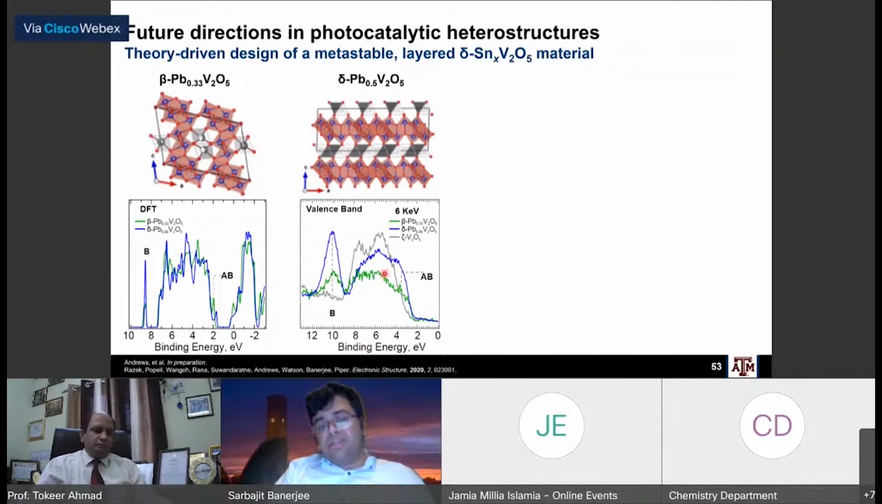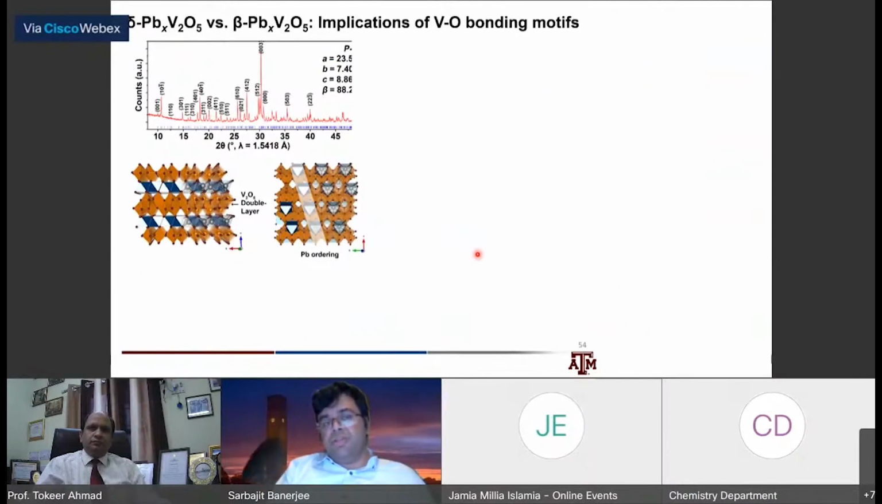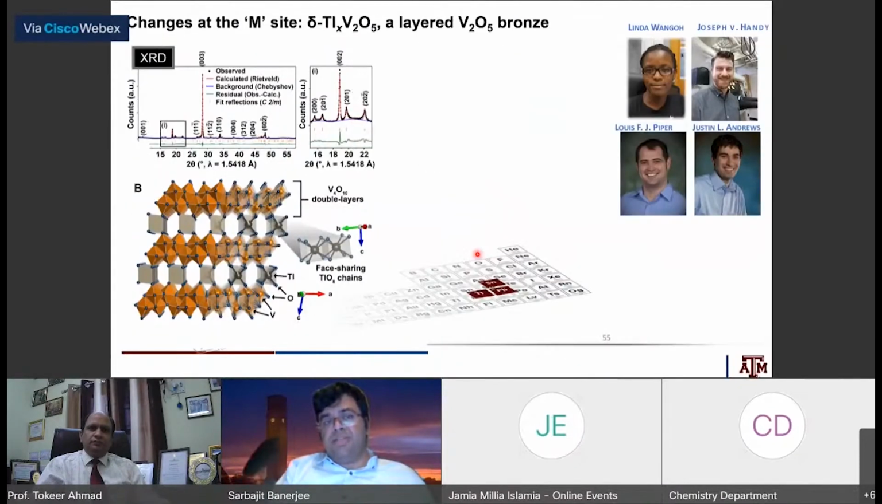Really, the delta phase gets you a little bit more of a bump in terms of the energy positioning of the mid-gap state. And then this is our synthetic route to delta tin V2O5. So again, we've got multiple knobs to tune in the system. One of them is simply which p-block element you use, lead, tin, and so on. The other is the connectivity of the lattice that you use. By independently controlling those, you can tune the structure. This is an example of beta versus delta.